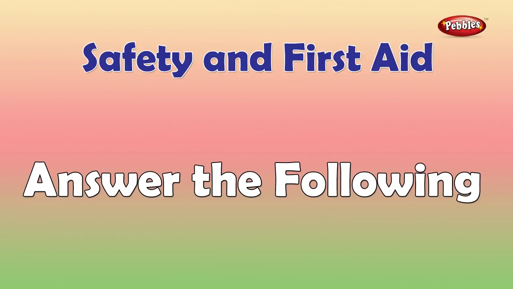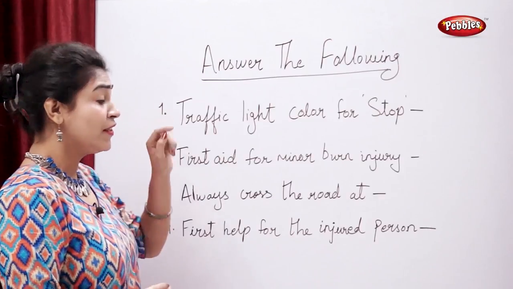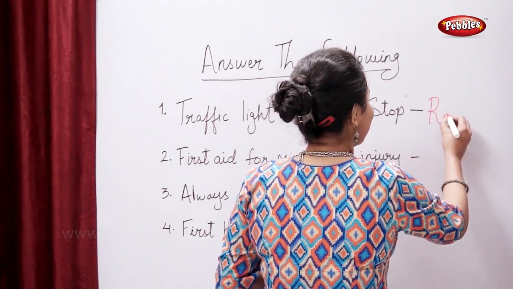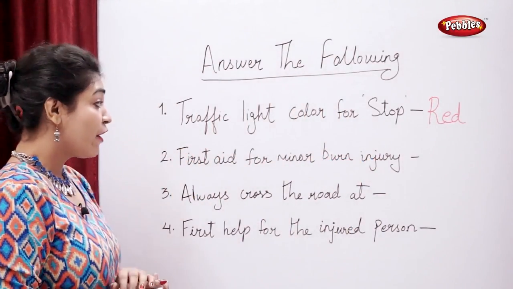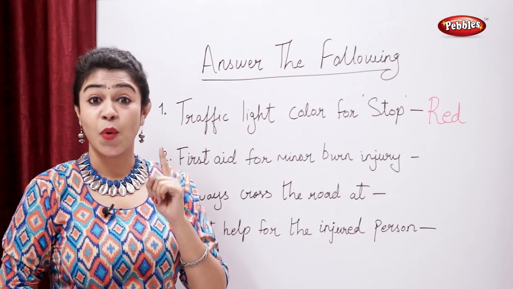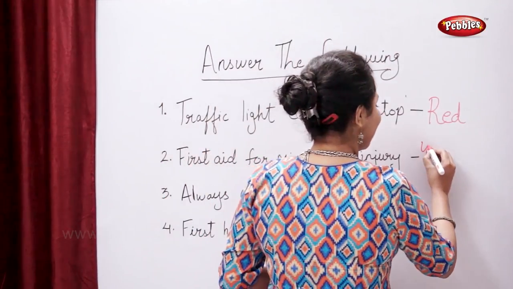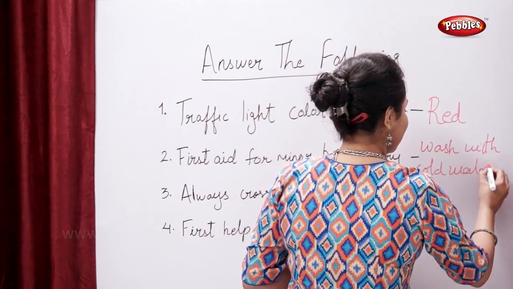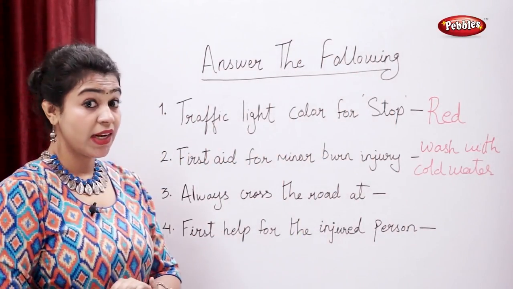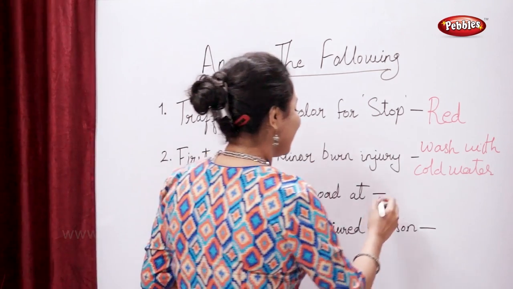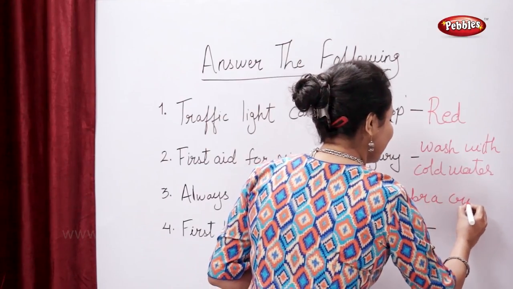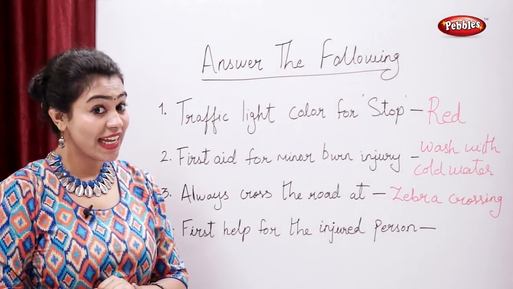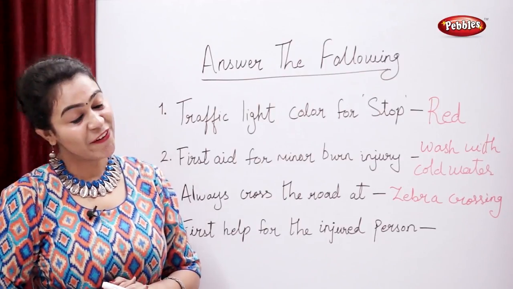Answer the following. So students, tell me, traffic light color for stop is? Tell me. Yes, that's red. First aid for minor burn injury is to wash with cold water. Always cross the road at zebra crossing. The first help for the injured person is, yes, is called first aid.